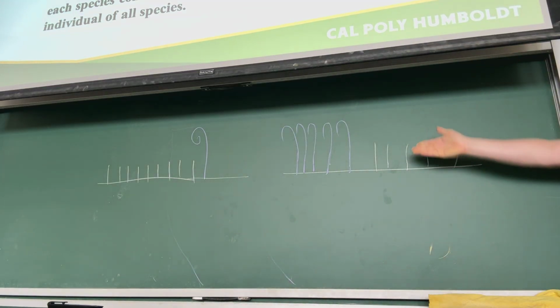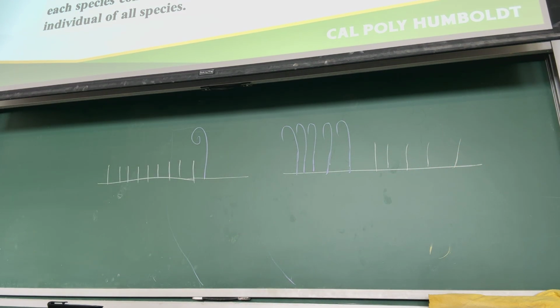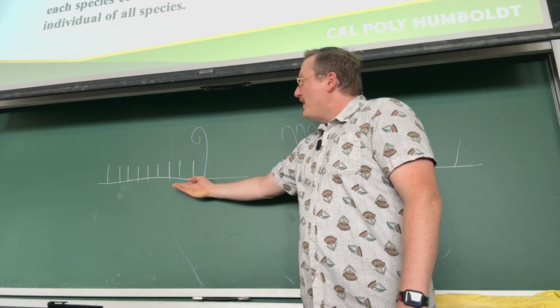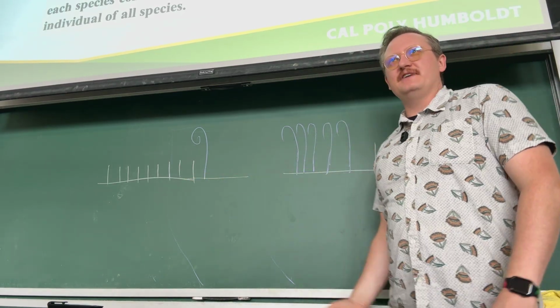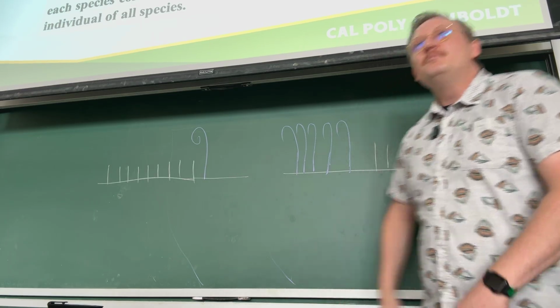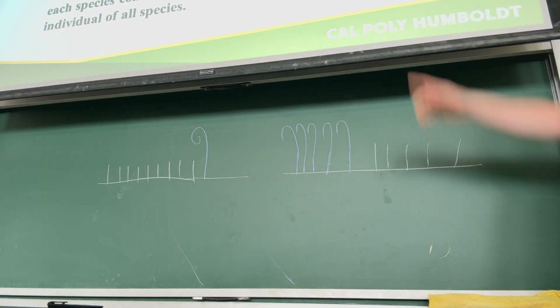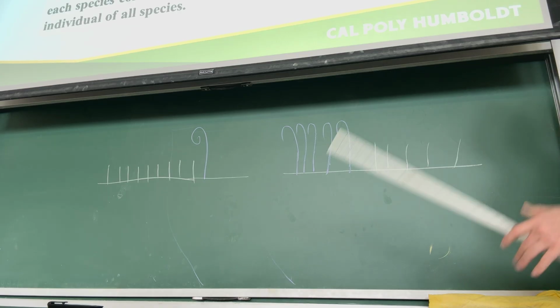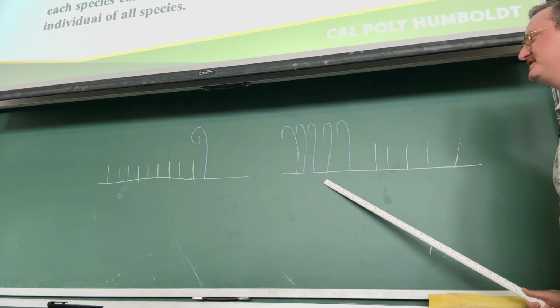All right, these are two different communities of plants. They both have the same species richness. Both of them have two different species in them. But they have different relative abundances, and they do not have equal diversity.